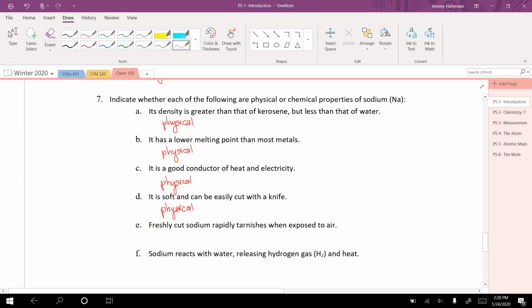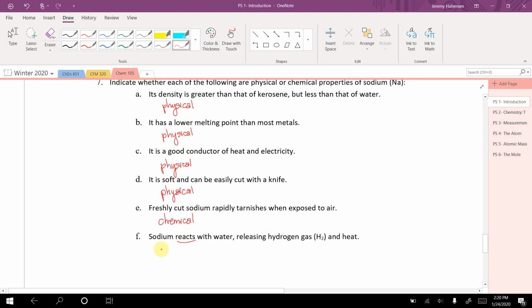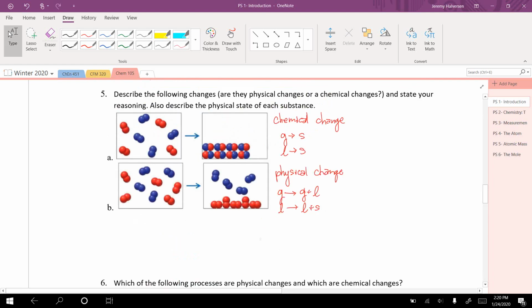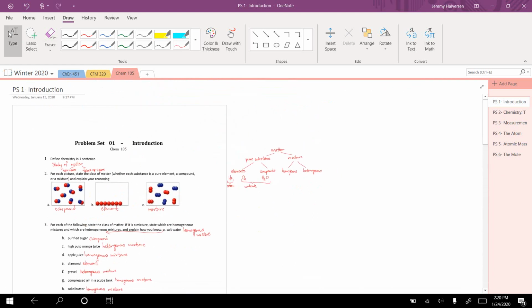Oh, speaking of, freshly cut sodium rapidly tarnishes when exposed to air. Tarnishes when exposed to air suggests this is chemical, it's reacting with the air. And the last one here is sodium reacts with water. Well, that's the giveaway. You've got sodium and water, and they react and release H2. That means you're generating new molecules, which means you're changing old ones. So that's going to be chemical. Now that looks like that's it for problem set number one as an introduction.